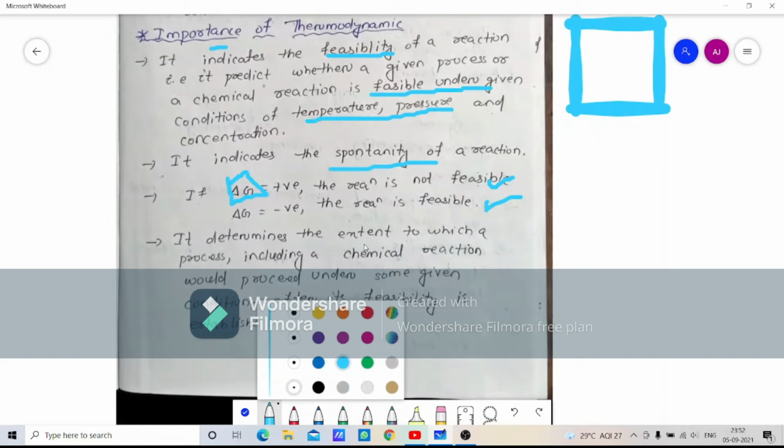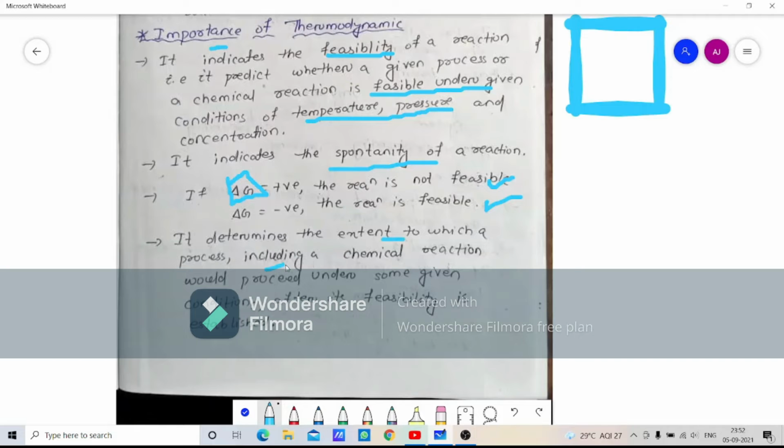it determines the extent to which a process, including a chemical reaction, would proceed. That means to which extent a reaction will proceed under given conditions of factors. ये मैंने बोल दिया कि हमारा अगर रिएक्शन रहे वो हो सकता है, फिजिबिलिटी उसका है तो कितने लेवल तक वो रिएक्शन हो सकता है.